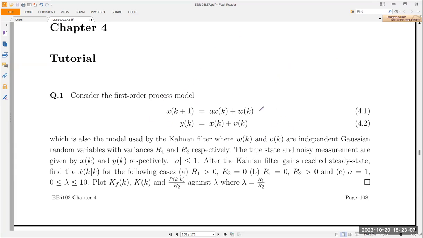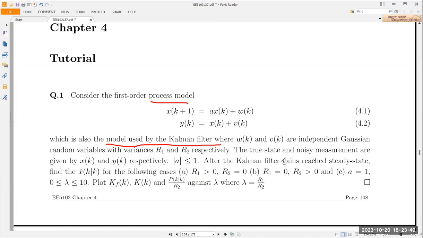This is the plant, also the model used by the Kalman filter. This is the process model. Then everything is standard. So there are 3 parts. Part A, R1, got noise. The variance of W is R1. R2 is 0, which means your measurement at that time is perfect. So in my example, you're using a $10,000 temperature gun.